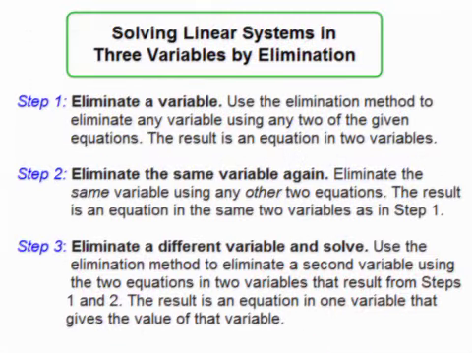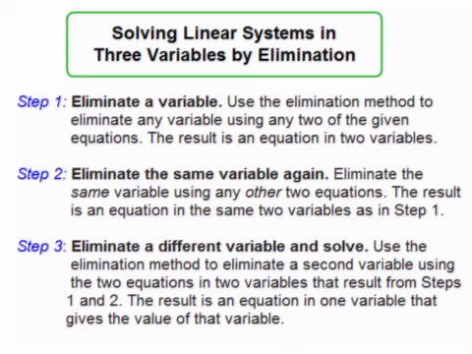Looking back at the steps to solving a linear system in 3 variables by elimination, we have step 1, eliminate a variable. Use the elimination method to eliminate any variable using any 2 of the given equations. The result is an equation in 2 variables. Step 2, eliminate the same variable again, using any other 2 equations. The result is an equation in the same 2 variables as step 1.